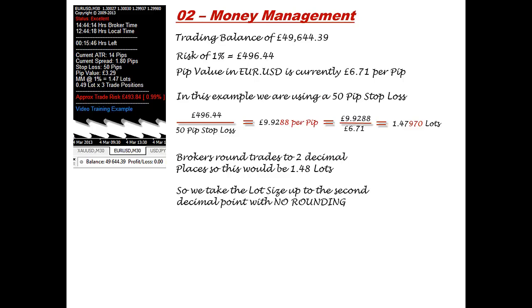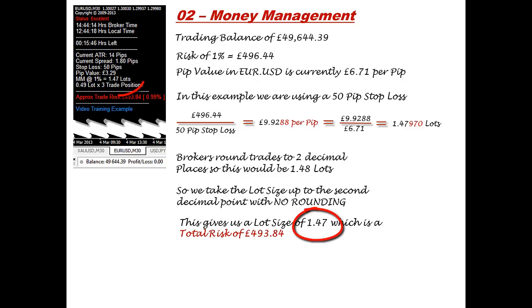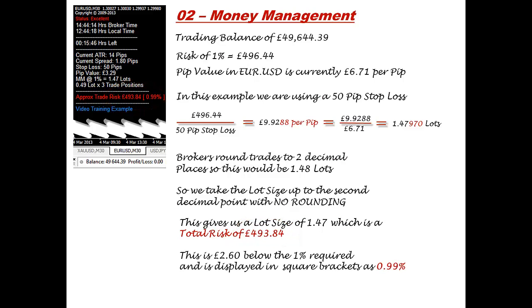So we take the lot size up to the second decimal point with no rounding. This gives us a lot size of 1.47, which is a total risk of £493.84. This is £2.60 below the 1% required and is displayed in square brackets as 0.99%.